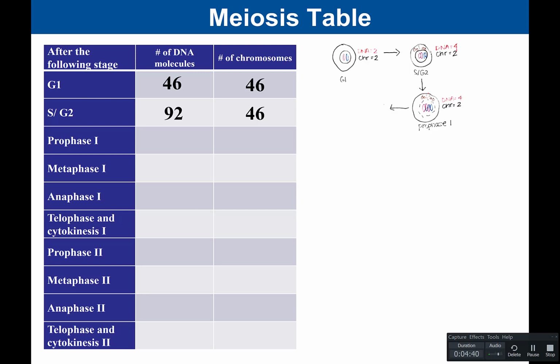So in our prophase I cell, we still have our 4 DNA and our 2 chromosomes. Nothing has happened in terms of DNA number, because all we've done is we've matched up homologous pairs and crossed over. Chromosome number and DNA number stays the same. So in prophase I, our number of DNA molecules is still 92, and our number of chromosomes is still 46. Nothing has changed in that regard.